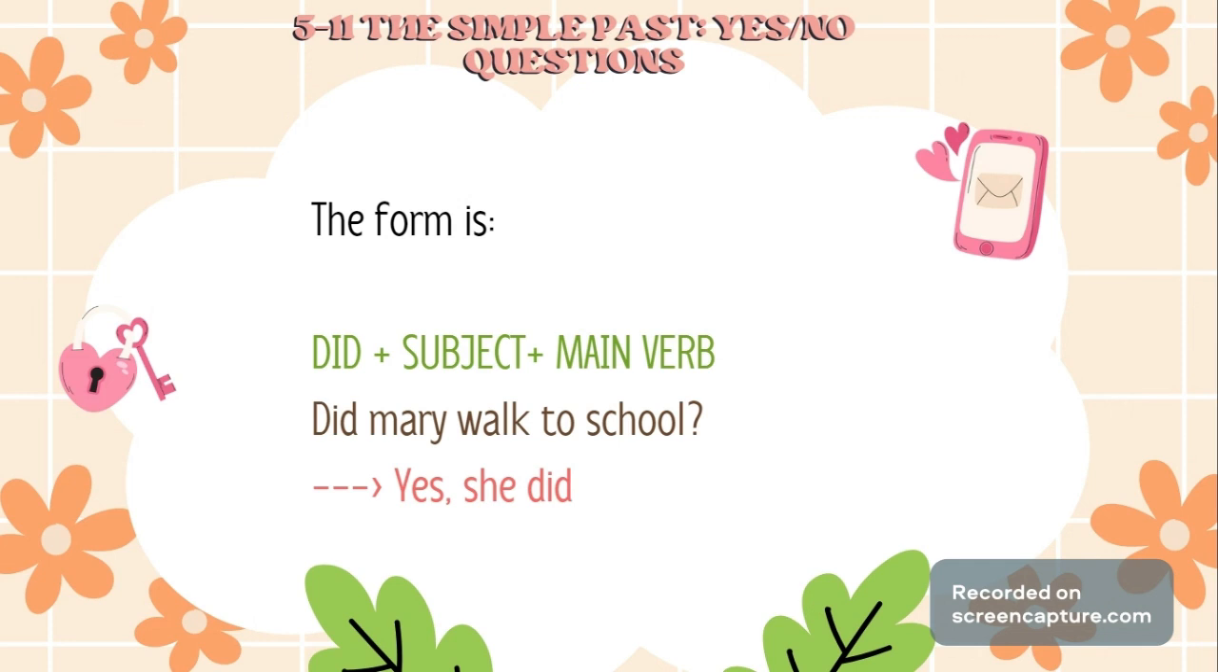Next, the simple past yes or no questions. So the form is did. So did indicates a past question, like something already happened. Did, subject, and main verb. For example, did Mary walk to school? The short answer is yes, she did.